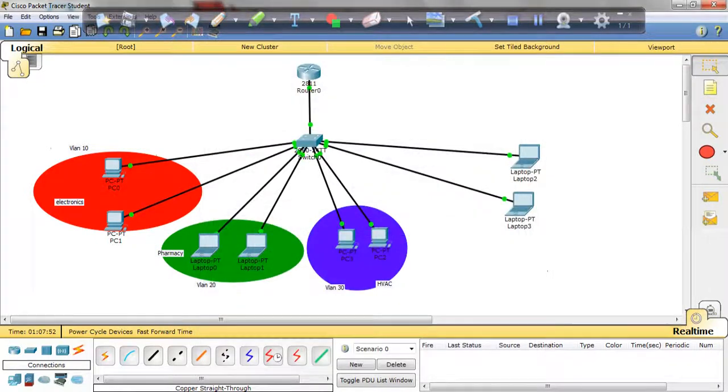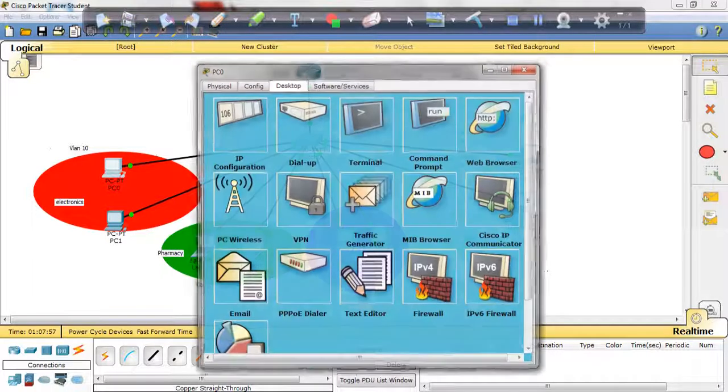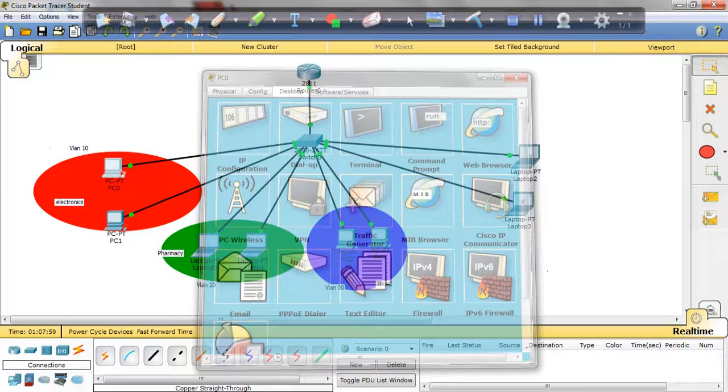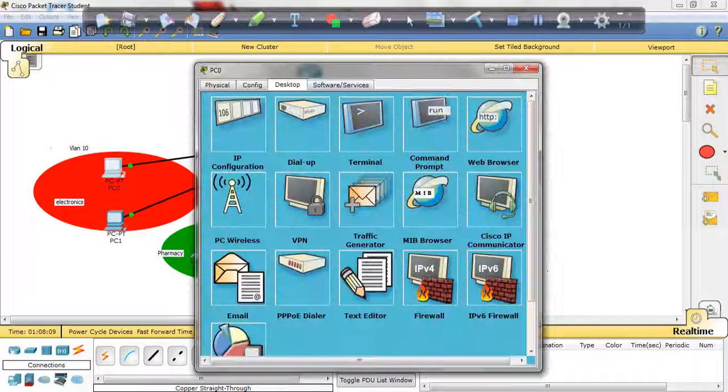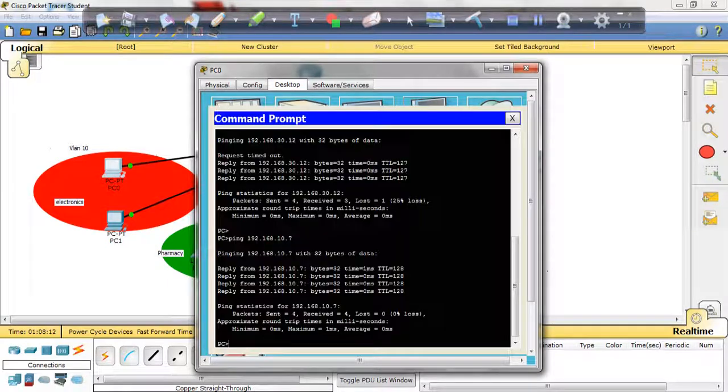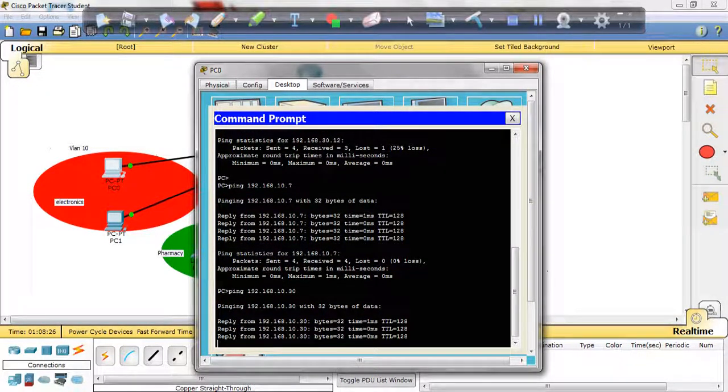So let's try, and alright, so we're going to ping from the electronics department to another computer that's not in the electronics department, but it's in the same VLAN. So in actuality, it should still be able to talk to that computer. And as you can see, the two are communicating.